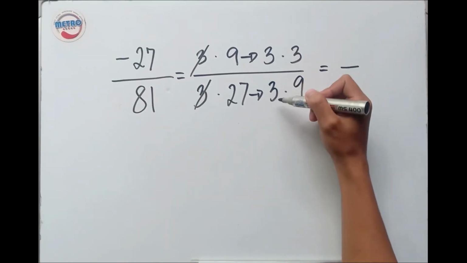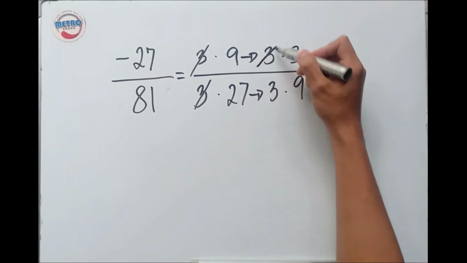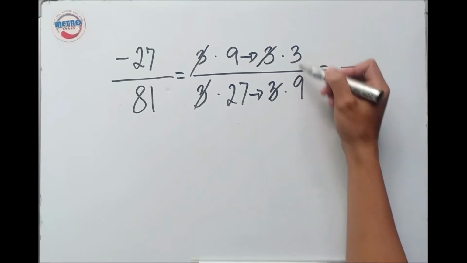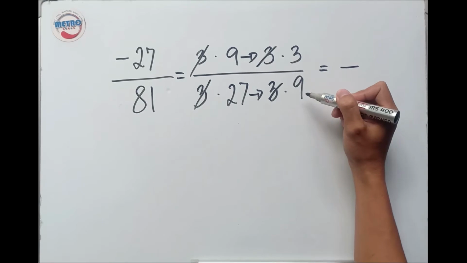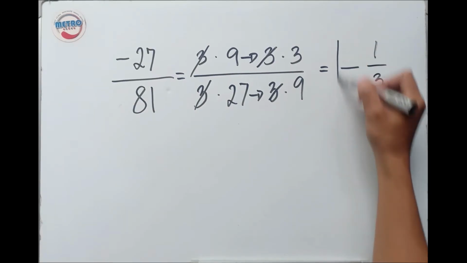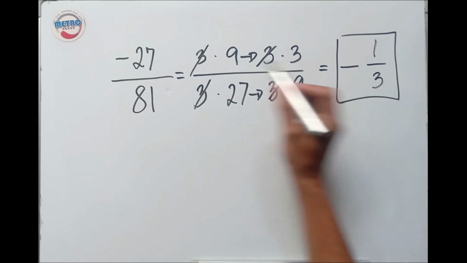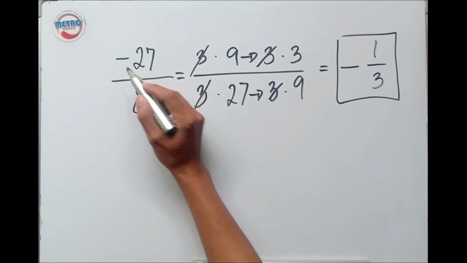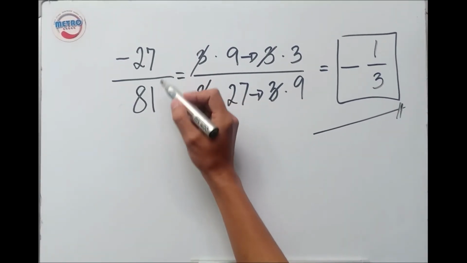Again, we see a common number on the top and bottom. Then, we can still simplify those numbers. Now, we have 3 over 9. 3 over 9 can still be simplified. 3 over 9 is equal to 1 over 3. Now, our answer is negative 1/3, because one of the given numbers is negative. Therefore, this is the simplified form of negative 27 over 81.